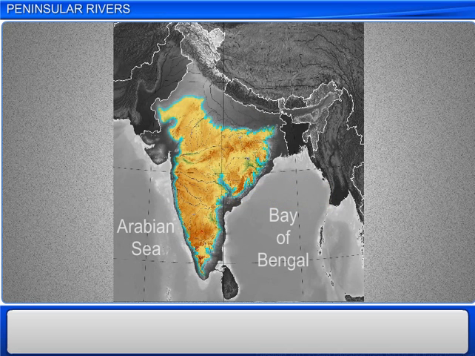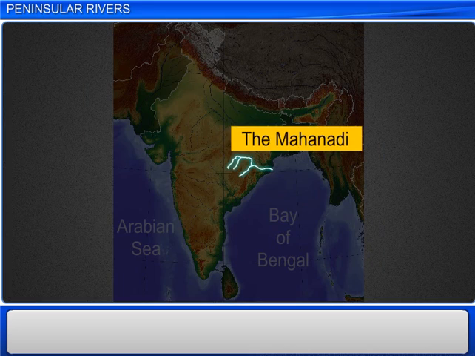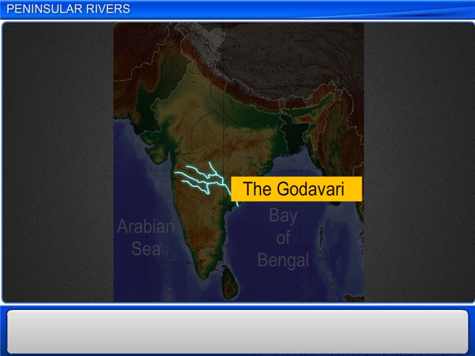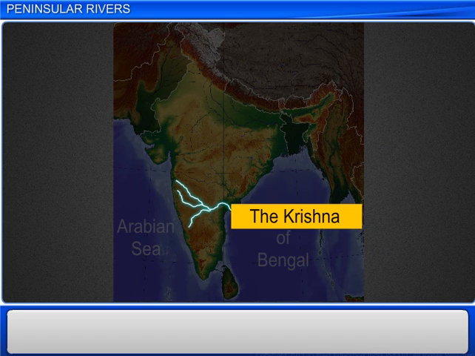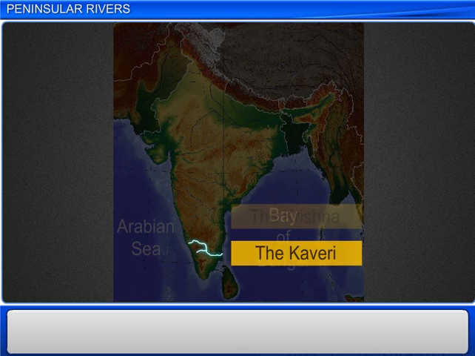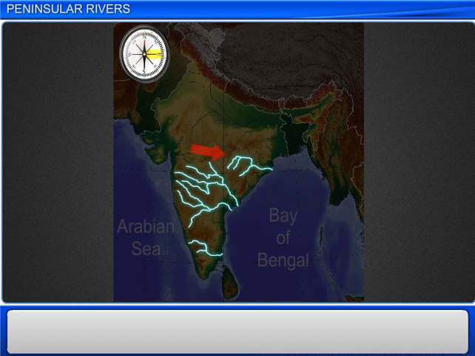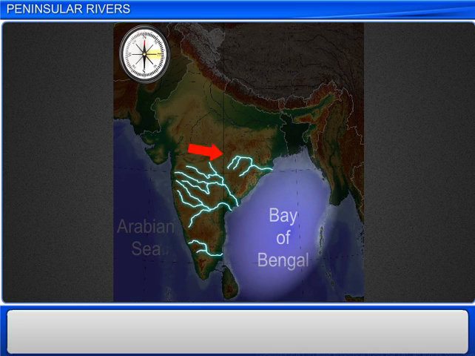The major rivers in peninsular India are the Mahanadi, the Godavari, the Krishna, and the Kaveri, which flow eastwards and drain into the Bay of Bengal.